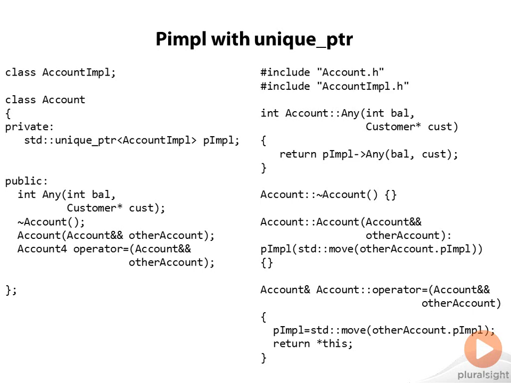You also have to handwrite the destructor, the move constructor, and the move assignment operator. You see those listed in the header file and then implemented on the right. Why? Because the ones the compiler generates for you will be generated at a time when the implementation class is still incomplete and will then throw error messages saying, I can't do this because this class is incomplete. All you've told me is class account impl.